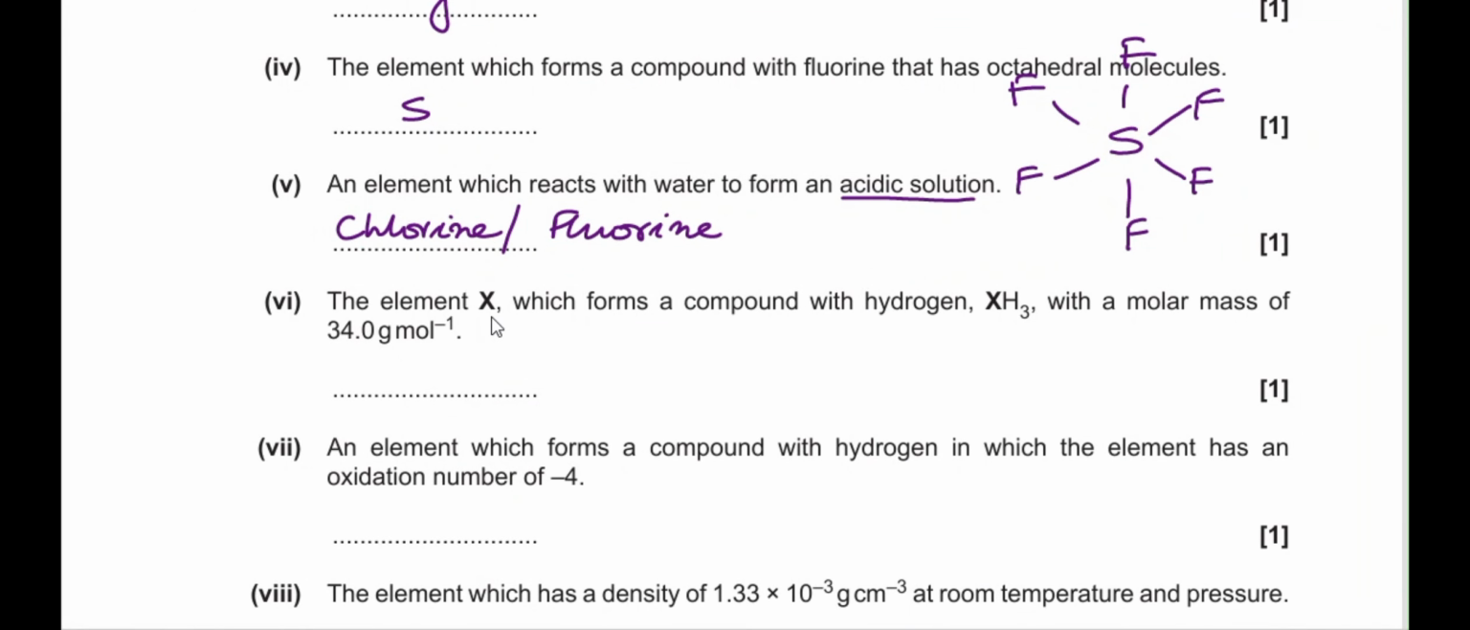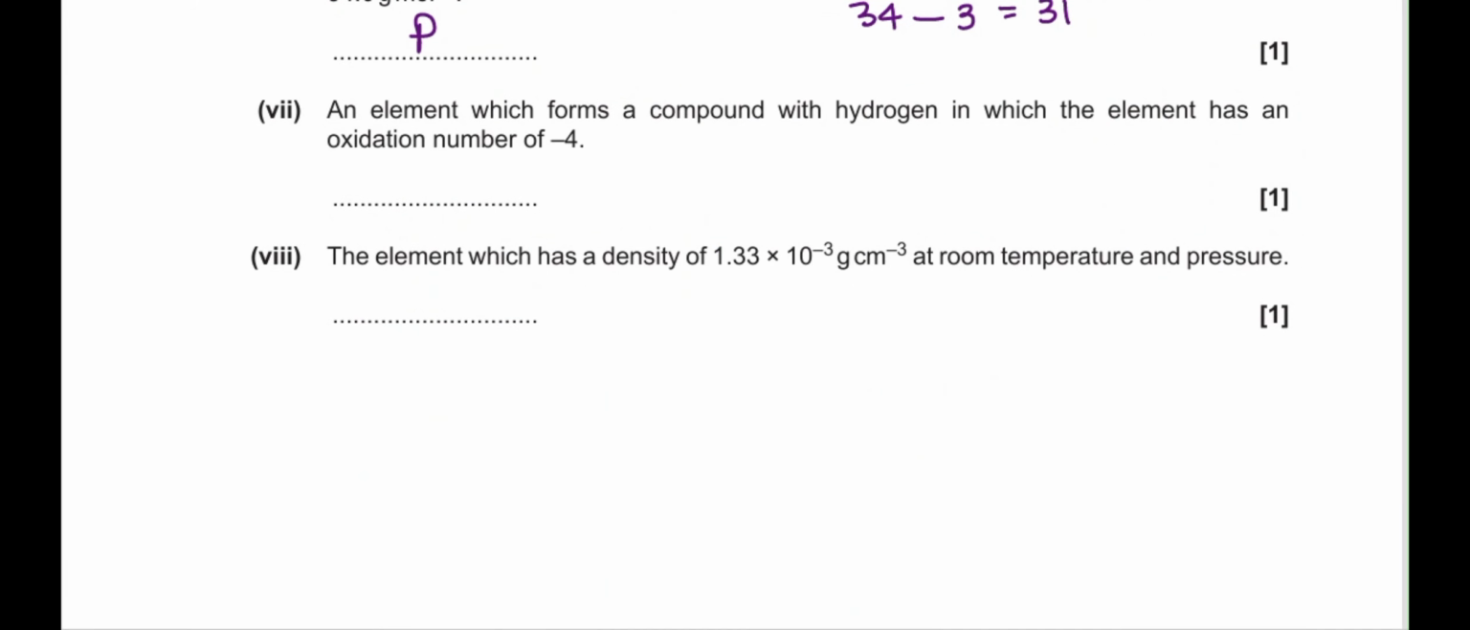Part 6. The element X which forms a compound with hydrogen XH3 with a molar mass of 34.0 g per mole. This is quite easy. Now just take out 3 from 34, it's 31, and look in the periodic table which element has got atomic mass 31, and it is phosphorus. 7. An element which forms a compound with hydrogen in which the element has an oxidation number of -4. So it must be a compound which is XH4. So that element must be carbon.